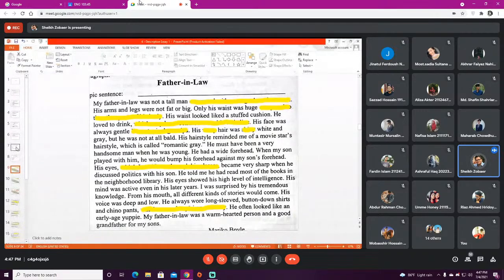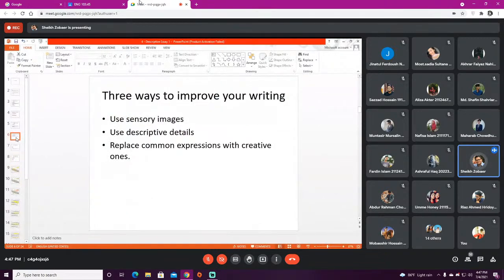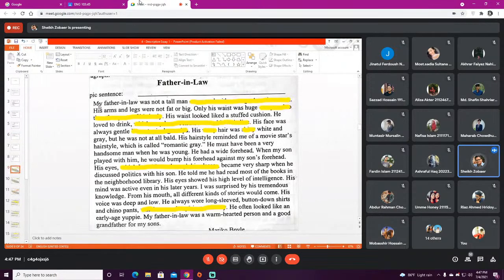But again, remember, our techniques of improving writing is that you have to be able to use descriptive details. Meaning, instead of simply finishing the sentence here, saying my father-in-law was not a tall man, maybe you can add a little more detail. Okay, not a tall man compared with average American men. Now, with the help of this little detail, descriptive detail, the description becomes more clear. All right, so it is a sign of improvement.